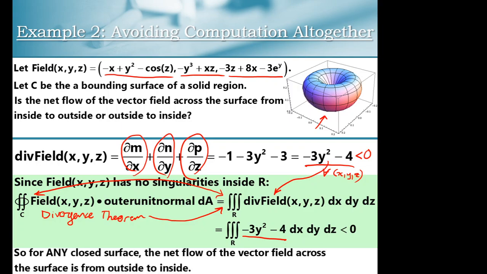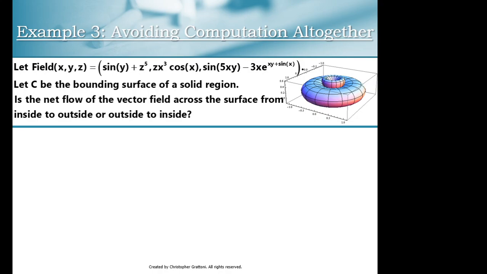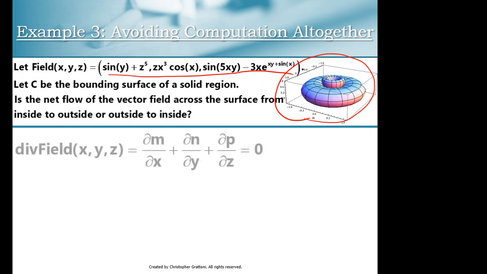So for any closed surface, not just the one they gave us in this problem, but for any closed surface that we could put in our vector field, the net flow of that vector field across that surface is going to be from outside to inside, a negative answer. These start to get a little repetitive once you've seen it once. The shortcut is pretty much the same every time. So you could change up your vector field if you want. You could change up your surface if you want, but the overall recipe is going to be the same.